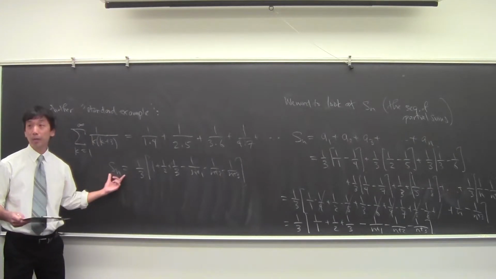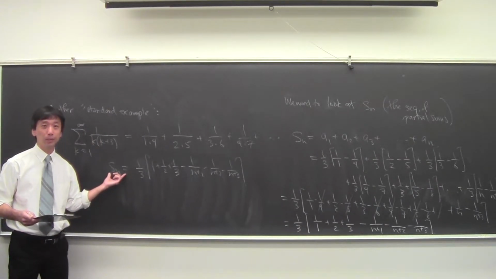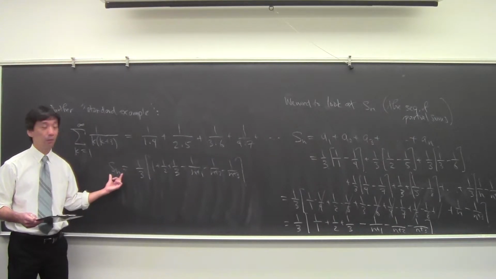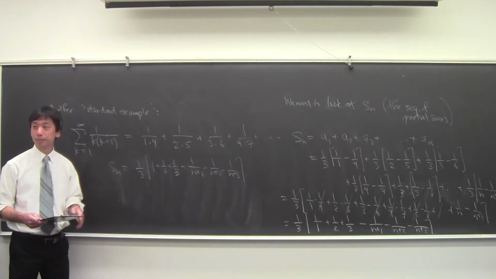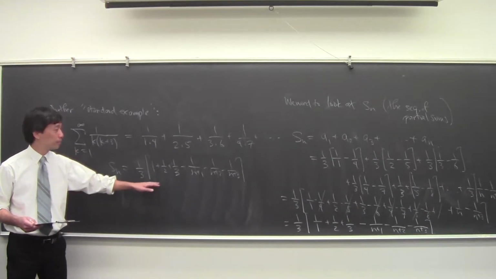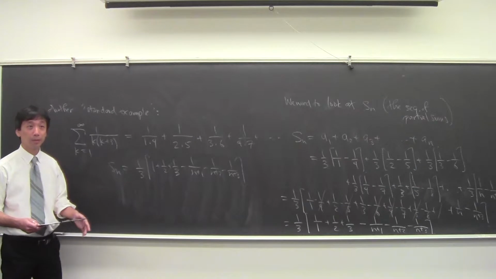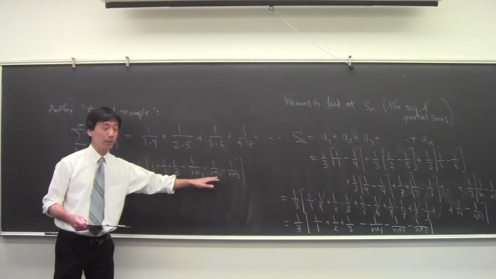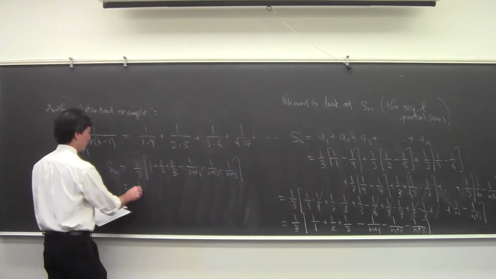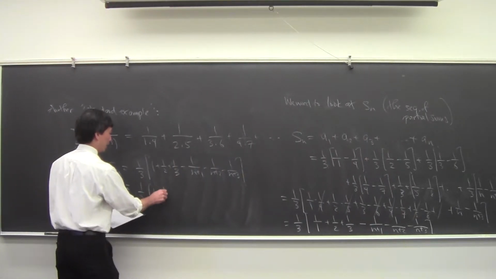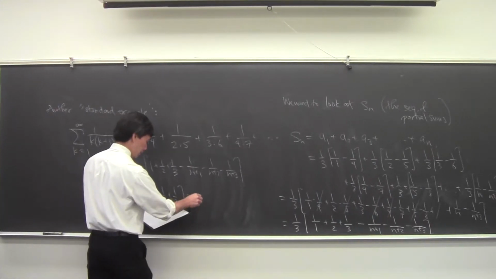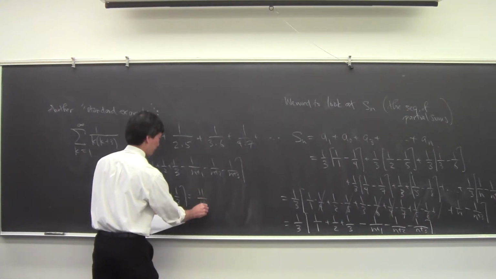So what happens to the sequence of partial sums as n goes to infinity? These terms are just going to go to 0, and you're left with 1/3 of 1 plus a half plus a third, which turns out to be 11/18ths.